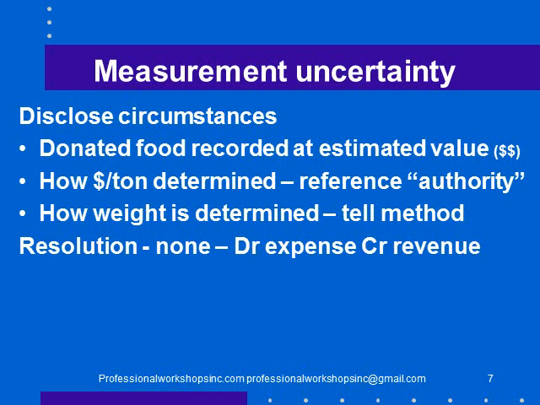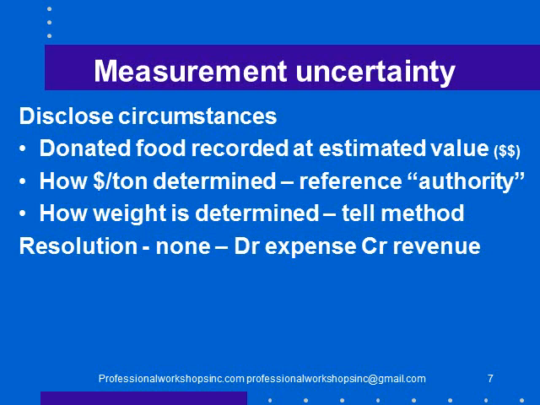Now the second question is, there is of course measurement uncertainty. Well, what are the circumstances? And what do the users need to know about what we have done? Well, I think they need to know that donated food is recorded at an estimated value. I think we should disclose how the dollars per ton is determined and reference the authority. We use the estimate prepared by ABC Food Bank. And then I think we'd have to say something probably about how the weight is determined, that we weigh it all when it comes in. Presumably we weigh the food we buy too, I don't know. But describe how we determine the weight.